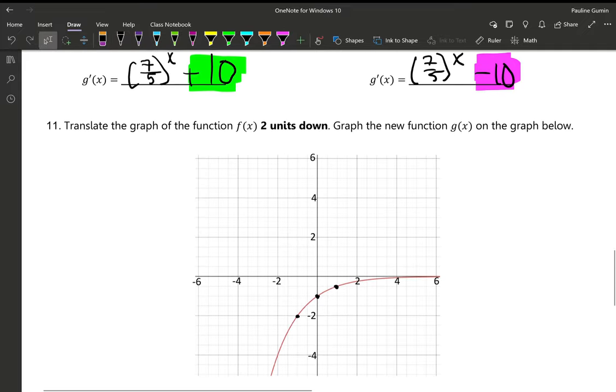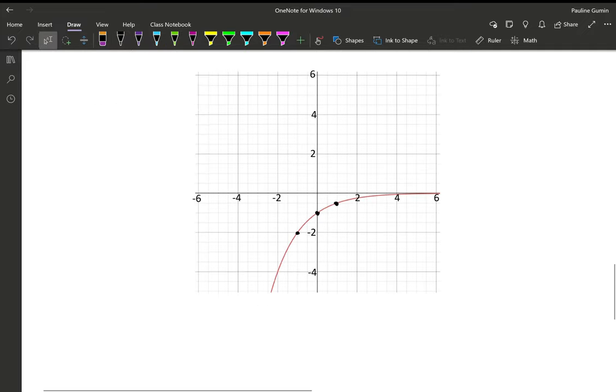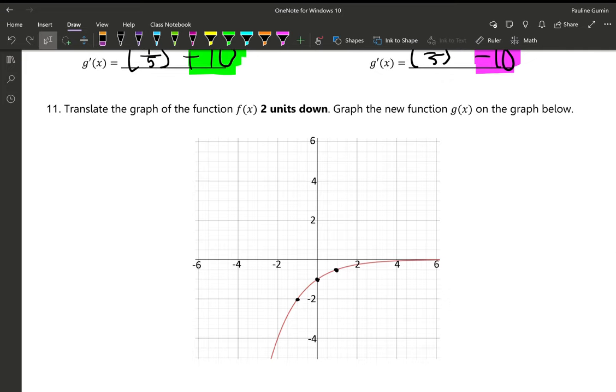Lastly, number 11, translate the graph 2 units down. We're quite literally going to take this graph and move it down 2 units. So this looks like it's negative 3 right here, so we're going down 1, 2. New point. 1, 2. New point. 1, 2. There's our new point. So here is our new function.